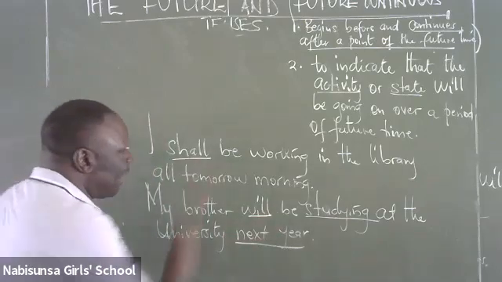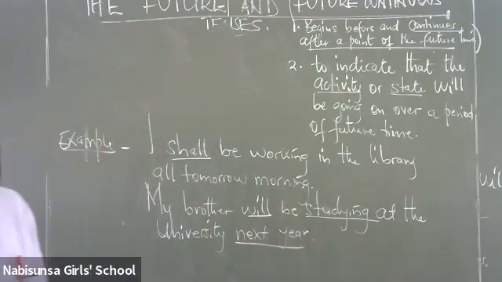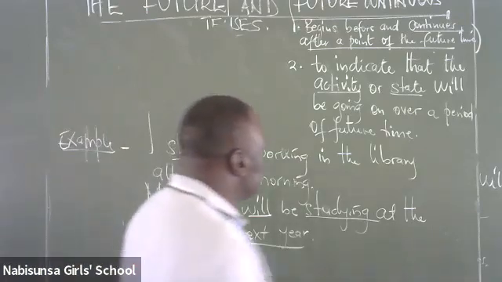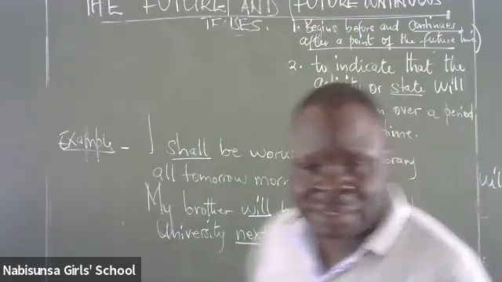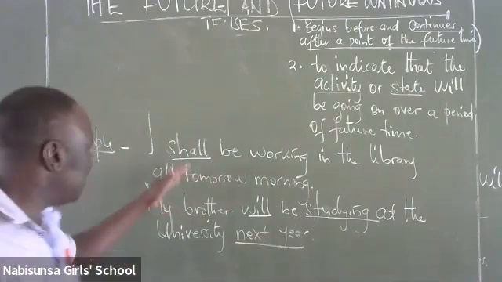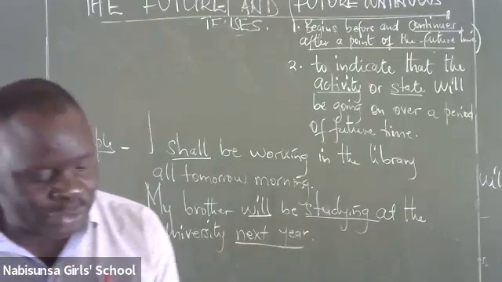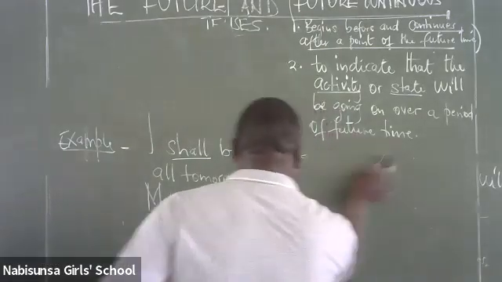I shall be working in the library all tomorrow morning. All will begin at a certain specific time, the whole morning. So it will be going on over a period of the future time. The future time is tomorrow, and then the whole of tomorrow morning, the person will be working. That's when we use the future continuous. But we shall maintain our rules now. It is here where we have defined the rules. Is that okay?